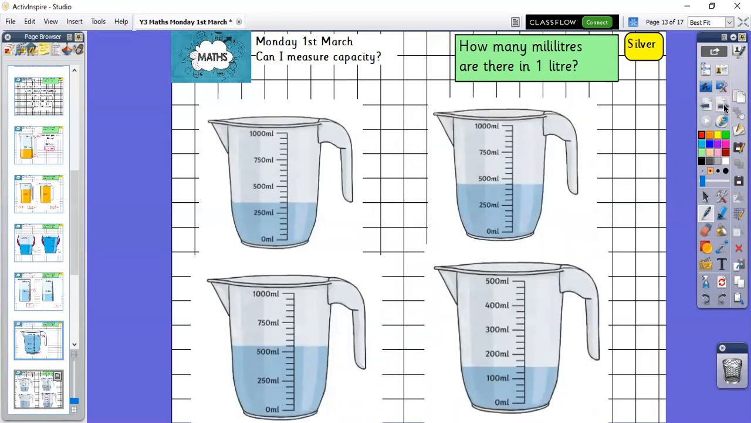Okay, so here is our silver task for today. Your job for today is to look at these 4 jugs, and I would like you to tell me the volume of liquid, so how much liquid is in each of the jugs. Can you pause the video here and give it a go?